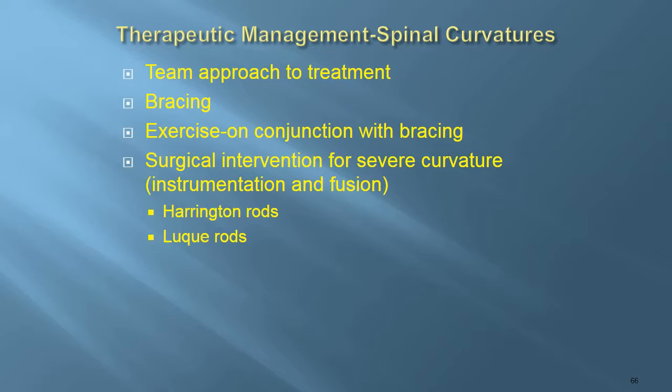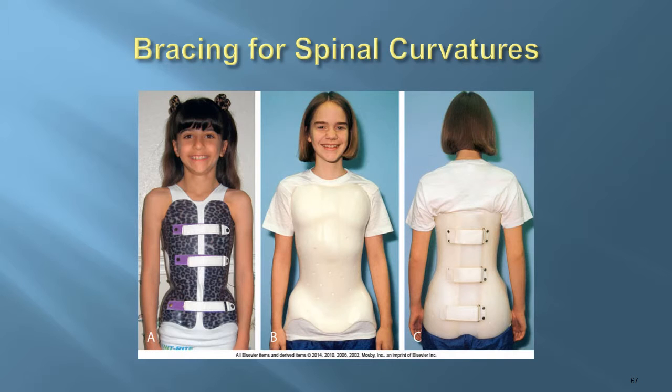Therapeutic management of spinal curvatures involves a team approach. It also involves bracing in conjunction with exercise. Surgical intervention may be necessary for severe curvature. This involves insertion of instrumentation and fusion. It may be a specific type of rod that's inserted, such as a Harrington rod or a Luque rod. Here are some examples of bracing for spinal curvatures.